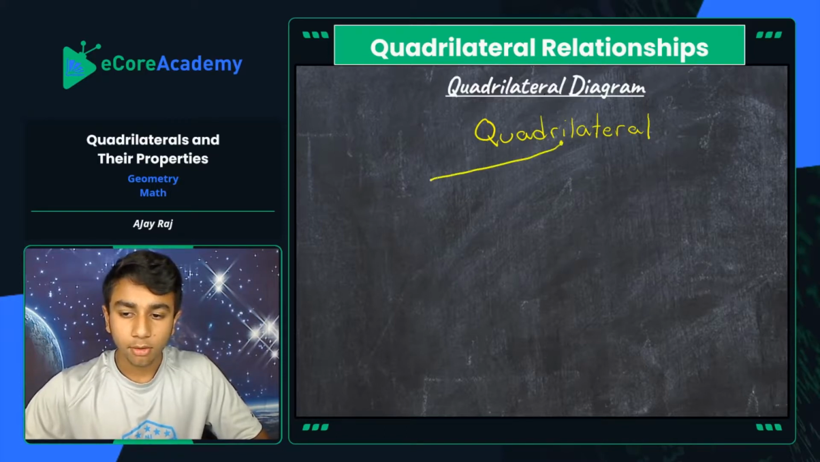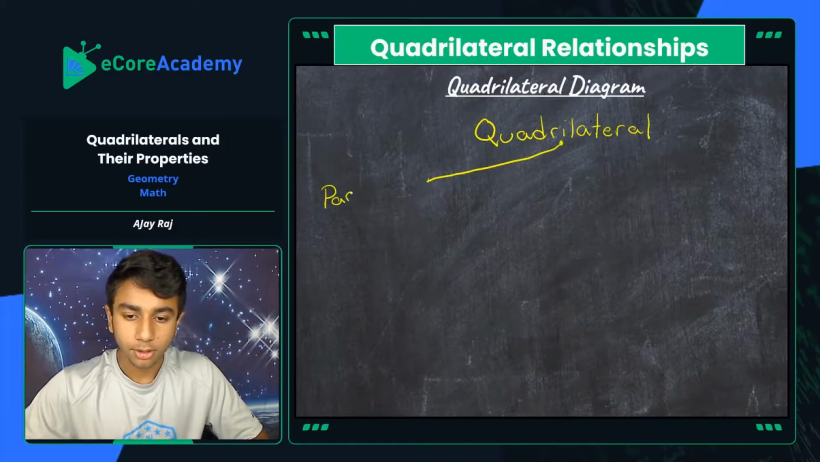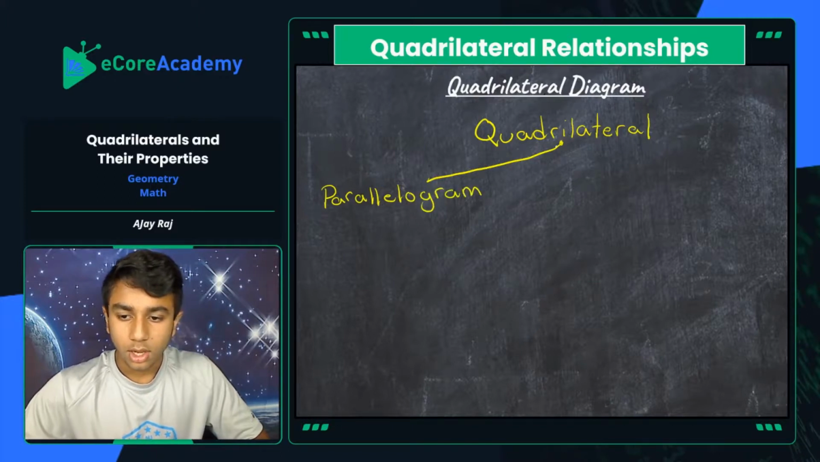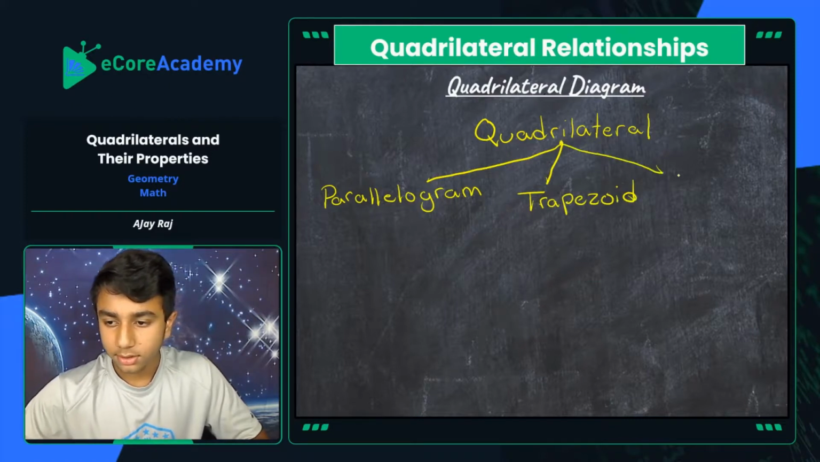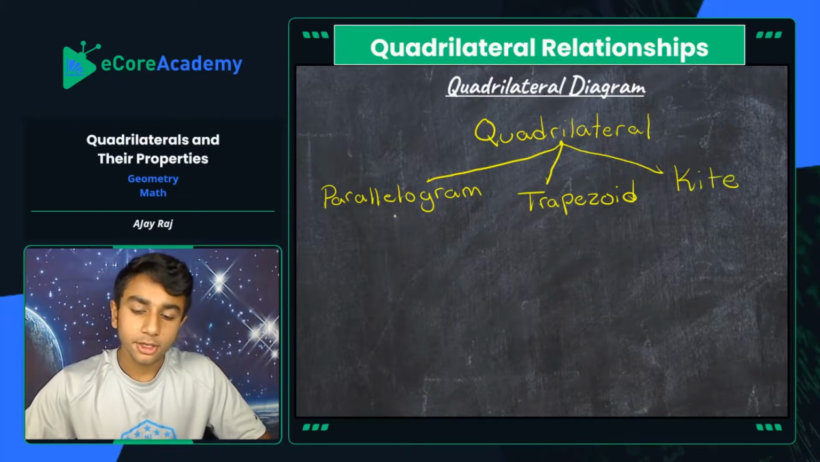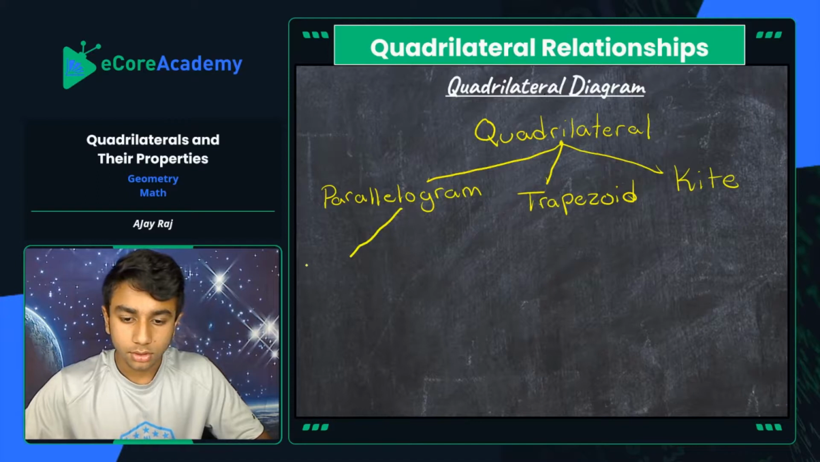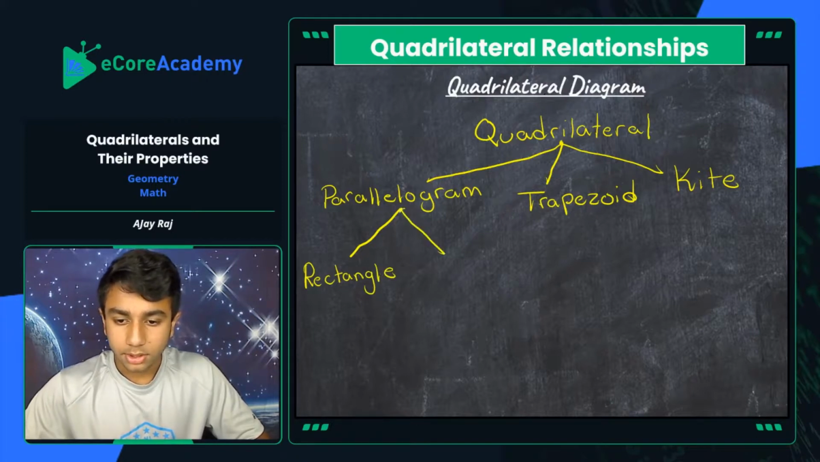So the first type that we know is, of course, your parallelograms. So I'll write here parallelogram. Your other type of quadrilateral is your trapezoid. And your third type of quadrilateral is your kite. And then if you're looking at your specifically given parallelograms, you have, of course, your rectangles, and your rhombuses.